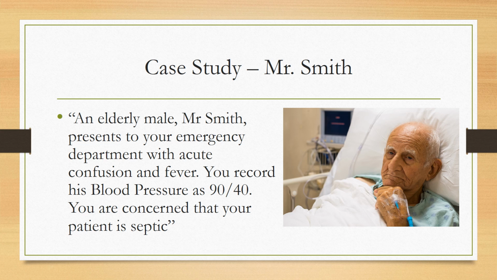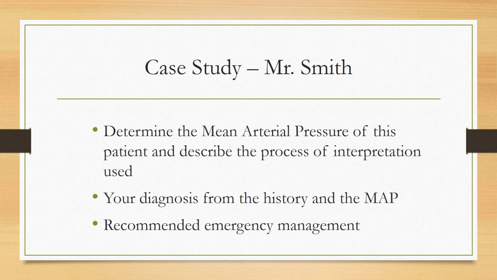So Mr. Smith is an elderly male who's presented to my emergency department with acute confusion and fever. I've recorded his blood pressure at 90/40, and my concern is that my patient is septic. What I've been asked to present to you today is to determine the mean arterial pressure and describe the process of interpretation that I've used, my diagnosis from the history and the MAP, and to recommend emergency management.